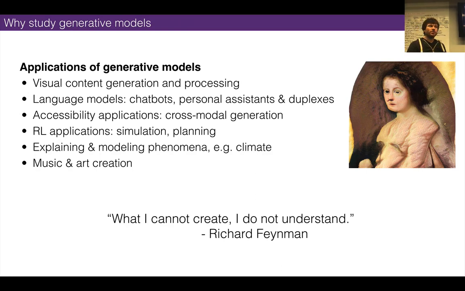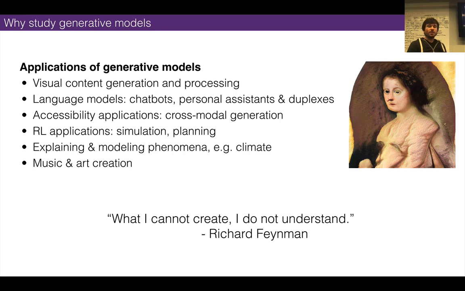Why do we have generative models? Well, for one thing, generative models are very useful in practical circumstances. They allow us to create content. They can create new cats and dogs and cars and pizza. They can create visual content, audio content, and text, language. Basically anything that you can model can be created by a generative model.